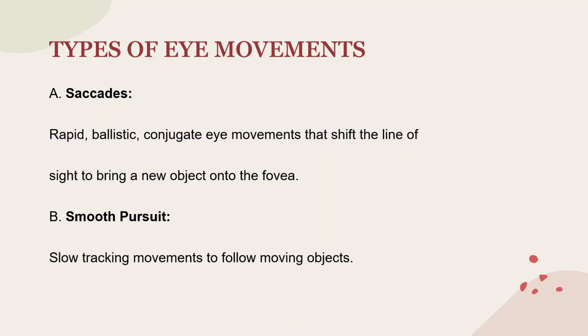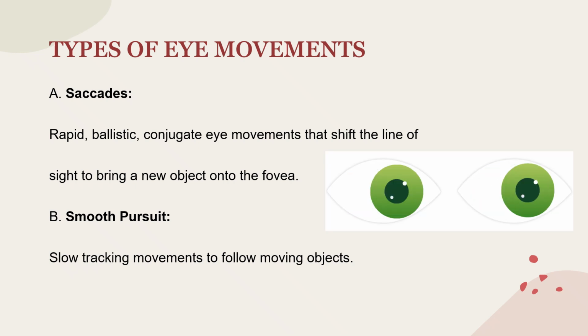Now we come to our topic. Firstly, we are going to see what are the types of eye movements. The first eye movement is saccadic. What are saccades? Saccades are conjugate eye movements, they are voluntary eye movements, they are rapid, and they shift the line of sight to bring a new object into the fovea.